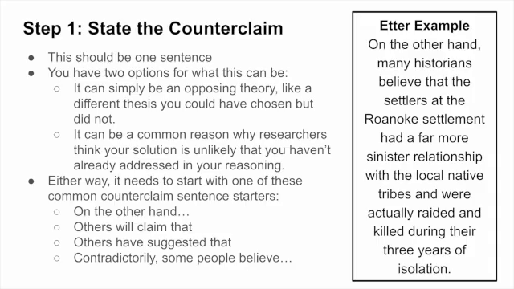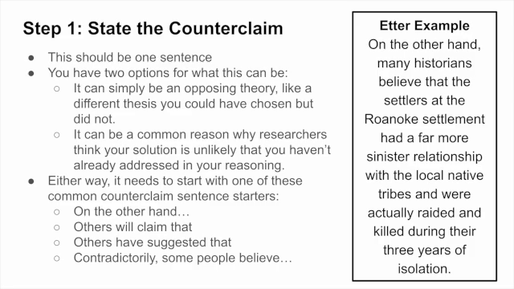So my example on the right-hand side is one of those. I could say, on the other hand, many historians believe that the settlers in the Roanoke settlement had a far more sinister relationship with the local native tribes and were actually raided and killed during their 3 years of isolation. So that's an example of this first type of option.